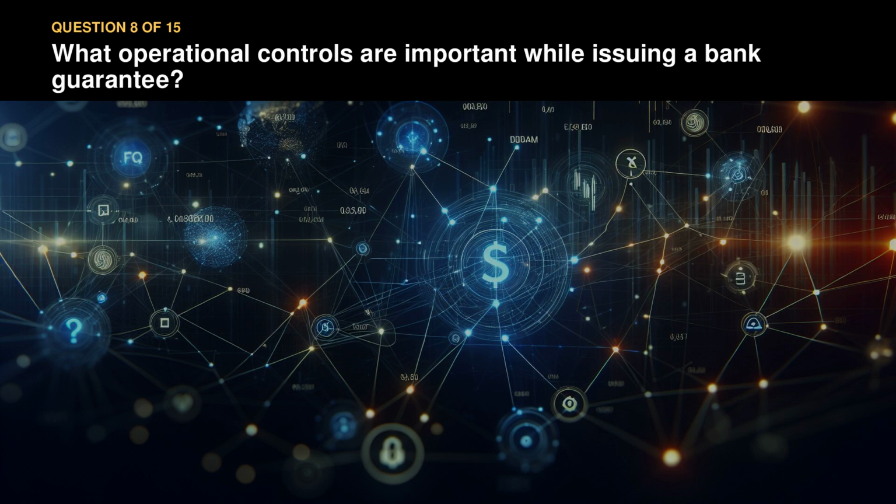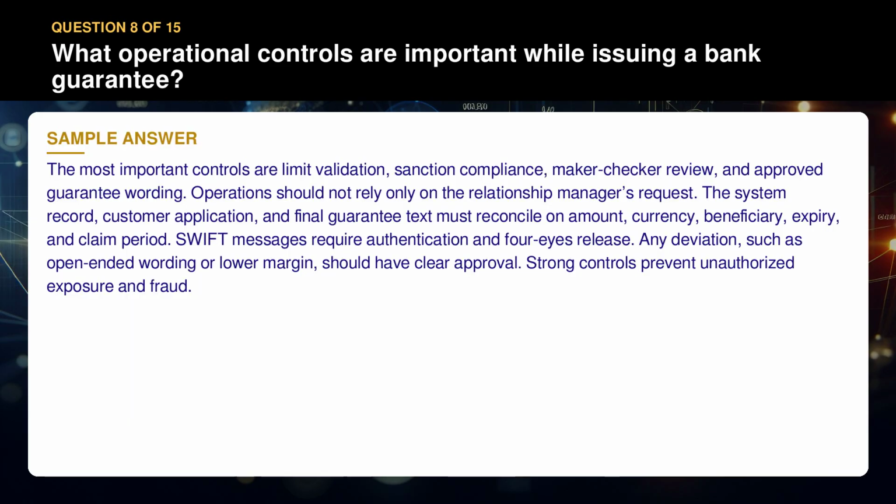Question 8. What operational controls are important while issuing a bank guarantee? The most important controls are limit validation, sanction compliance, maker-checker review, and approved guarantee wording. Operations should not rely only on the relationship manager's request. The system record, customer application, and final guarantee text must reconcile on amount, currency, beneficiary, expiry, and claim period.